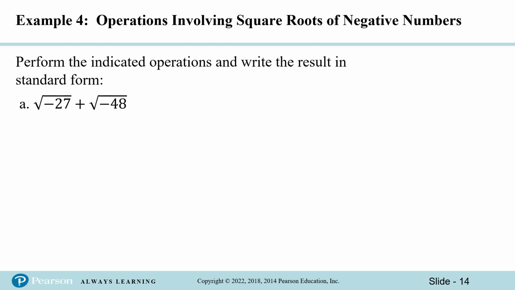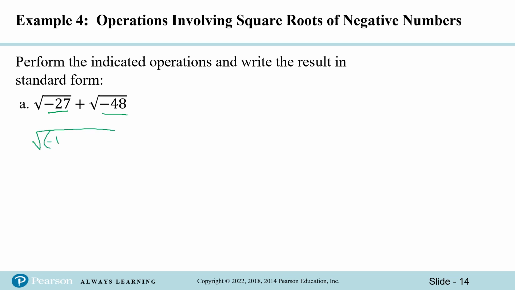Okay, so what they want us to do is add these two radicals together. Well, in order to add radicals, they have to be like terms, and they currently are not. You also have to simplify, and right now they're not simplified.